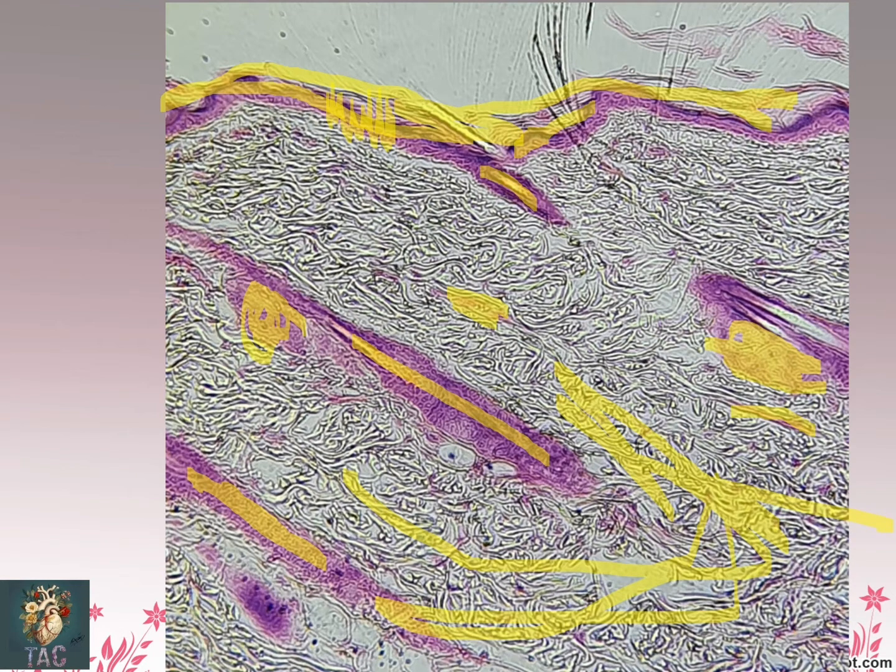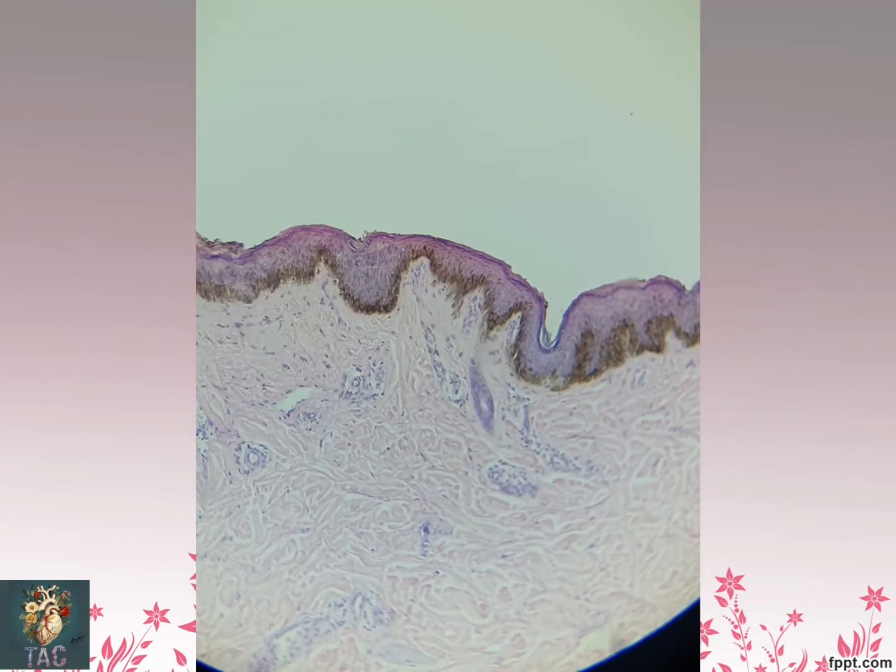So you have to write down this slide as thin skin, and for your identification point you have to write the stratified squamous keratinized epithelium along with the dermis and epidermis and the hair follicles and sebaceous glands and so on. So this is the slide for the thin skin. This is again another slide for the thin skin.